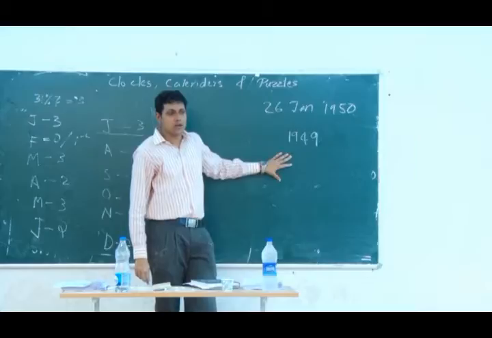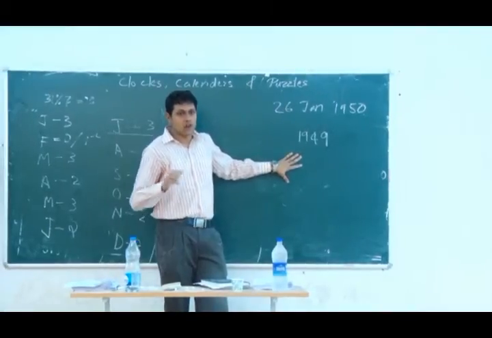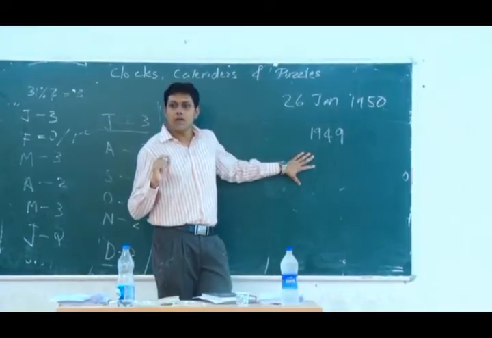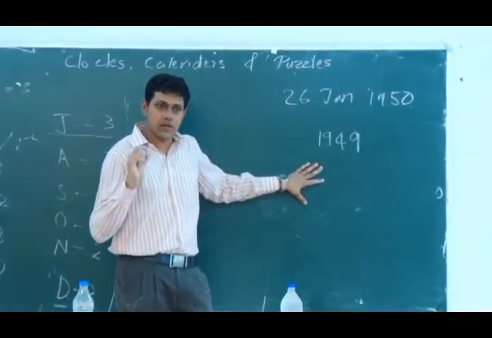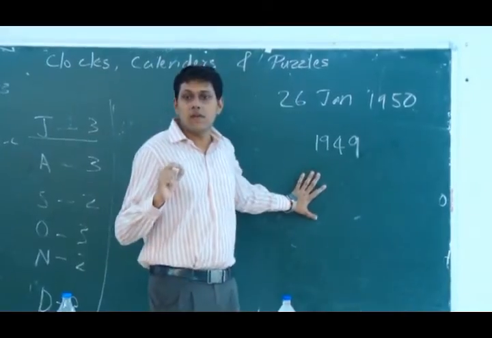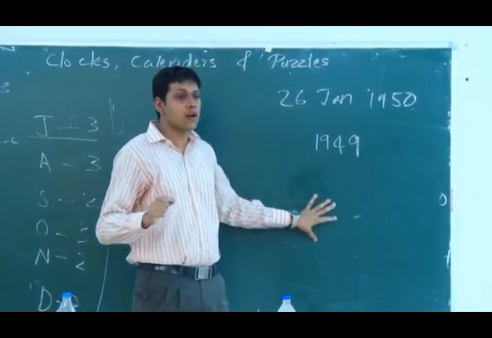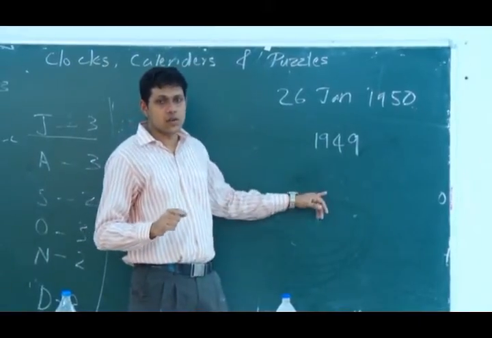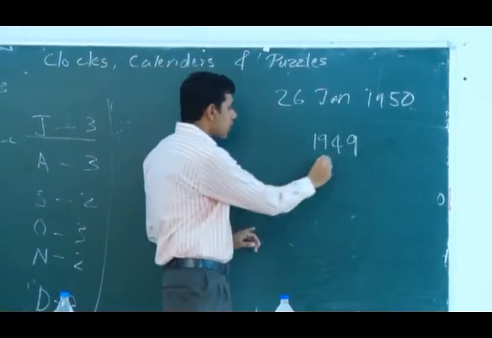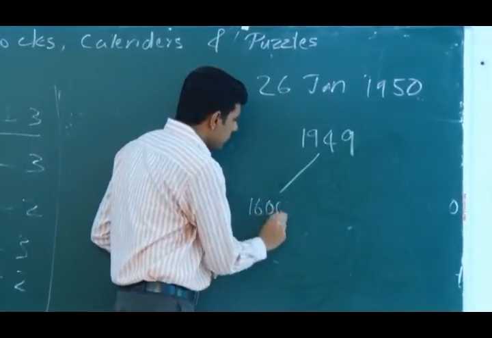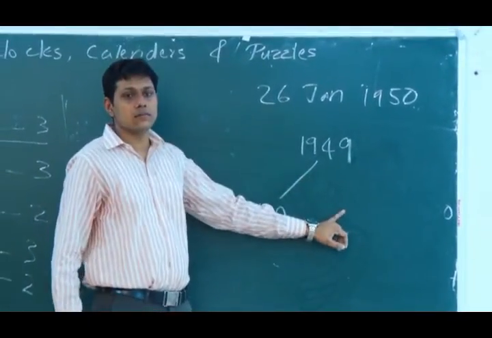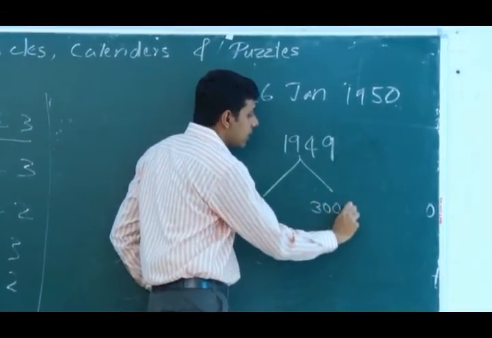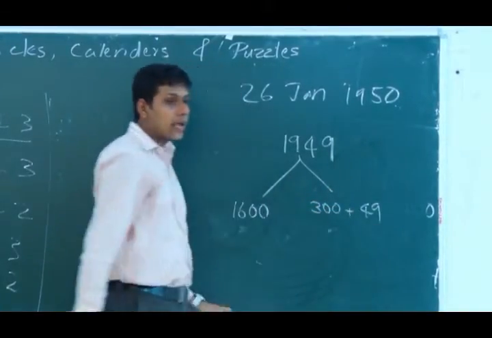Take the nearest multiple of 400, because every 400 years the calendar resets itself. We have 0 odd days at the end of 400 years. Every 400 years. That's why we are splitting it into multiples of 400. So the nearest completed multiple of 400 is 1600. 2000 is not yet completed. The completed multiple is 1600. Next, what is remaining? 349, that is 300 plus 49.